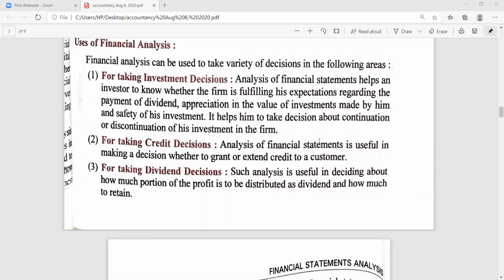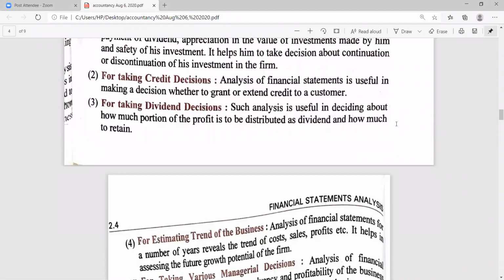For taking credit decisions, analysis of financial statements is useful in deciding whether to grant or extend credit to the customer. Whatever amount of credit is provided to the customer, it can be decided this way. Whatever time period is provided to the customer for the credit is to be decided on the basis of financial statement analysis.